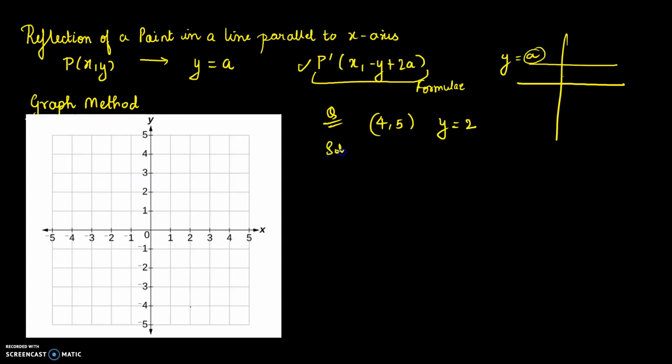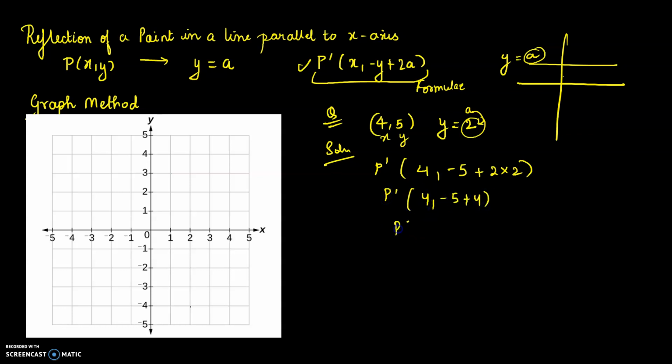I'll tell you by the formula method. In this case, we have to find the reflection of the point (4, 5) in y = 2. So this is x, y, and this is a. The image is (x, -y + 2a), that is (4, -5 + 2a). a is given equal to 2. P dash will be (4, -5 + 4), that is (4, -1).